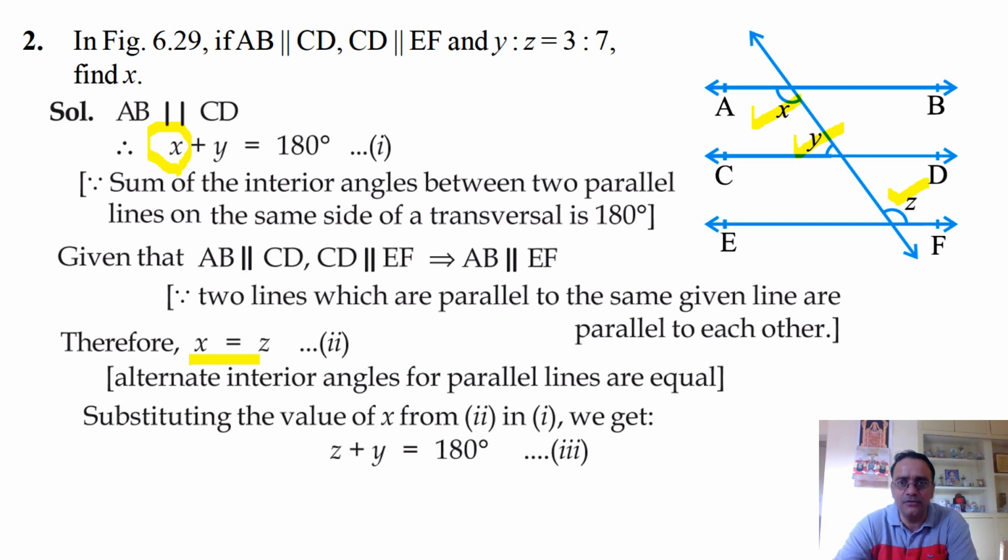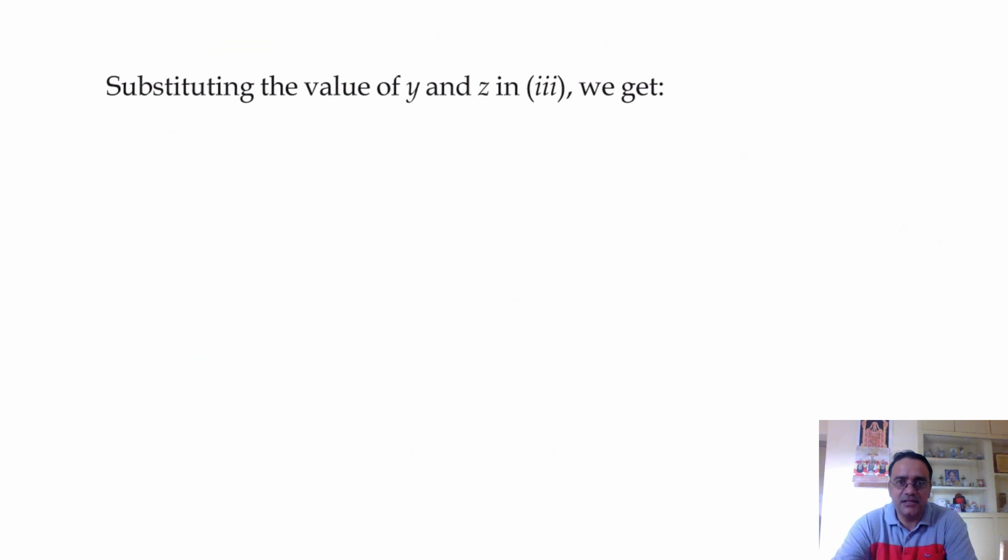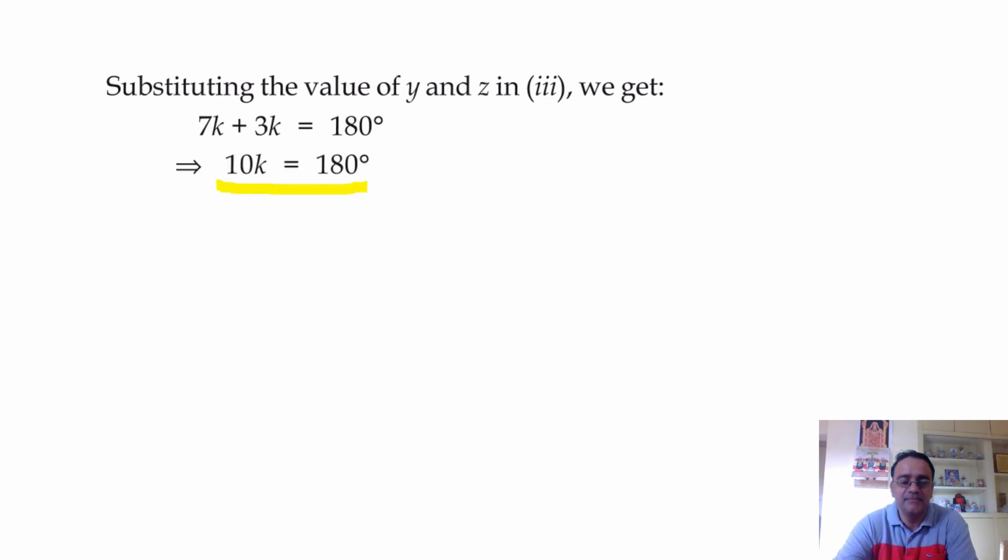Now the ratio of y and z is given 3 to 7. So हम लोग क्या करेंगे, y को 3k ले लेंगे और z को 7k ले लेंगे. After that substituting the value of y and z in equation number 3, that is y plus z is equal to 180 degree. So we'll get 7k plus 3k is equal to 180 degree, and that will imply 10k is equal to 180 degree, and k will be equal to 180 upon 10, that is equal to 18 degree, right?